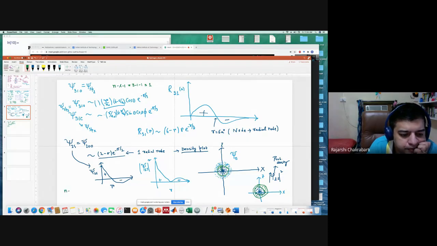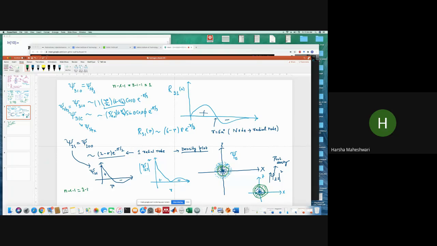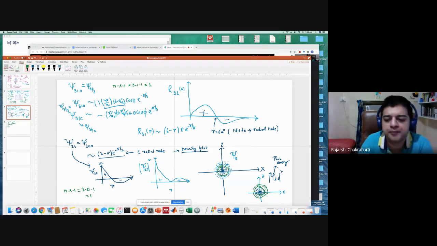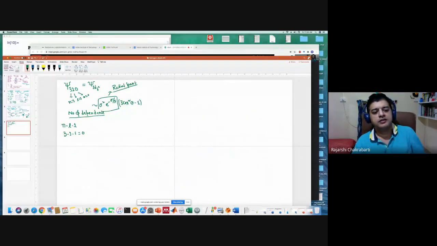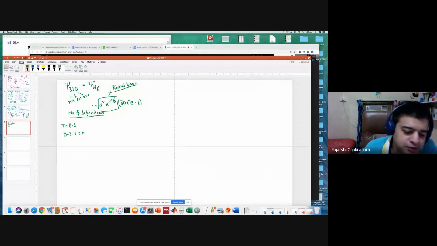What about here? 2s. 2 minus 1, that is 0. So 1. Okay. So Devojit is correct, right? This is the formula. I can tell you this is the way it's calculated.